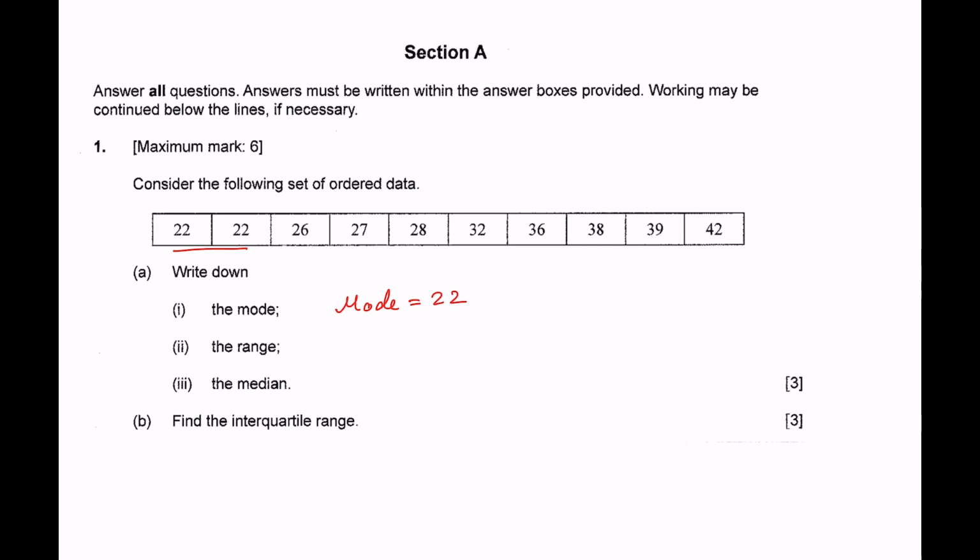Now next part is range. Range is basically the difference between the highest and the lowest value. So for the range, the highest value in this data set is 42 and the lowest value is 22. So 42 minus 22, the range would be 20.